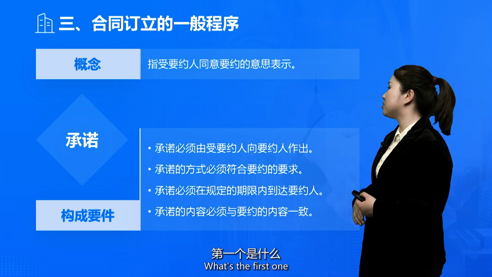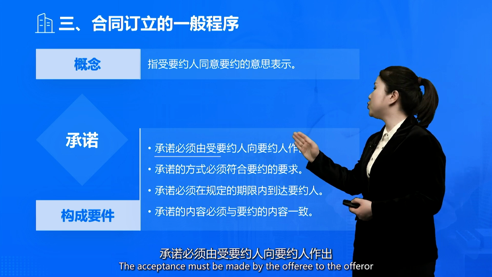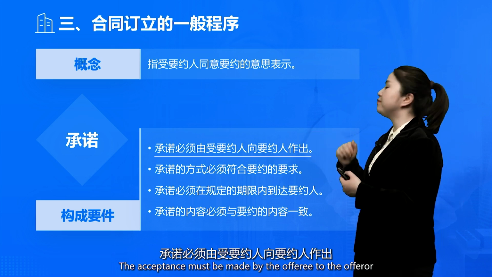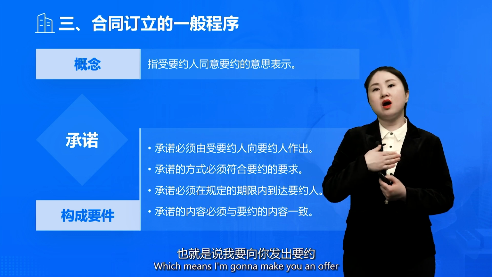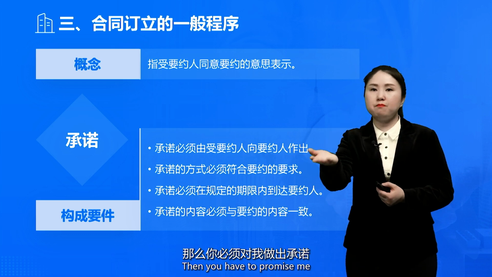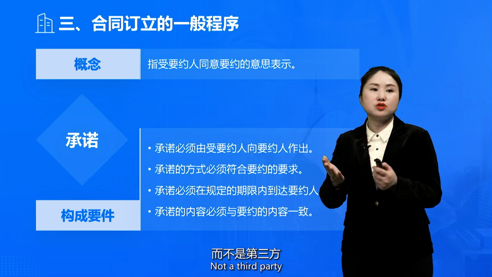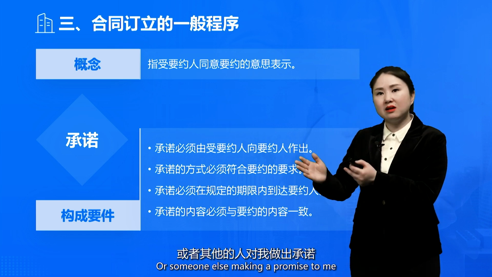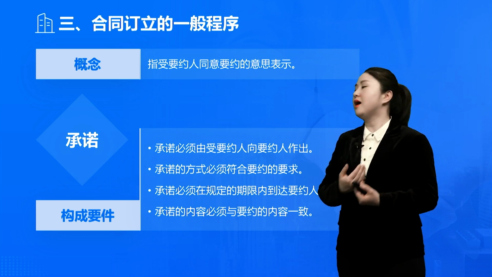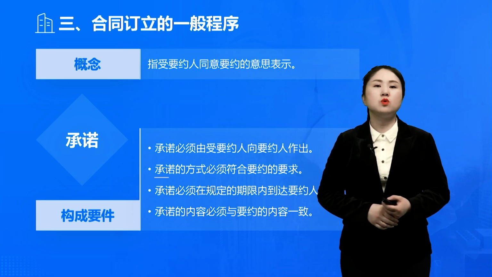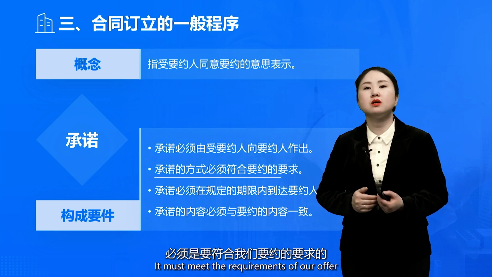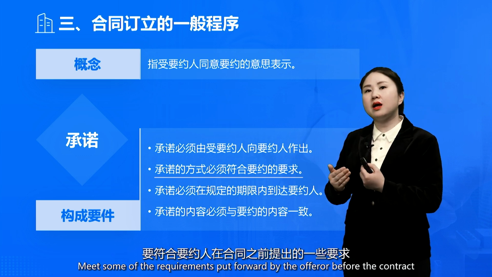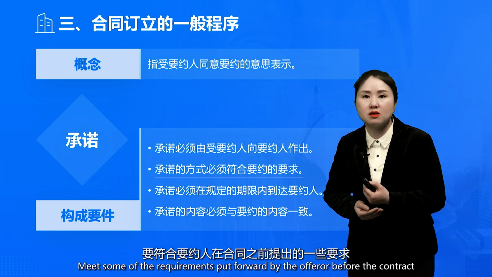What's the first one? The acceptance must be made by the offeree to the offerer. Which means I'm going to make you an offer, then you have to promise me. Not a third party, or someone else making a promise to me. The second commitment way: it must meet the requirements of our offer, meet some of the requirements put forward by the offerer before the contract.